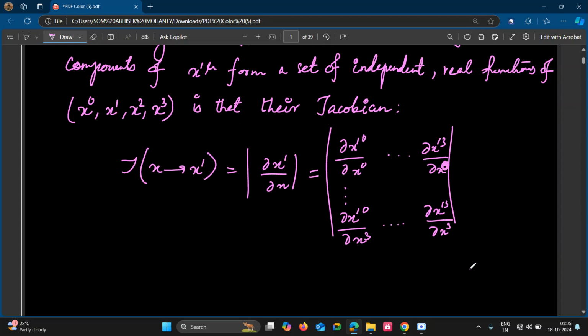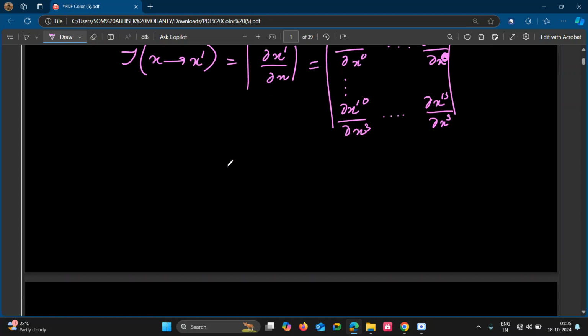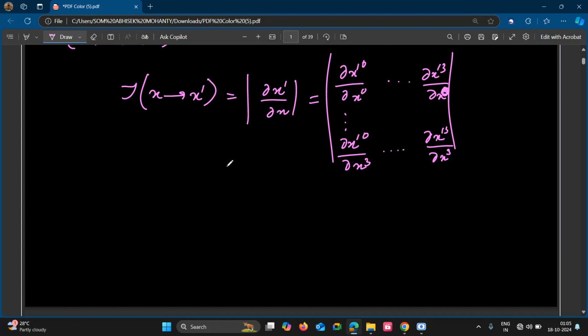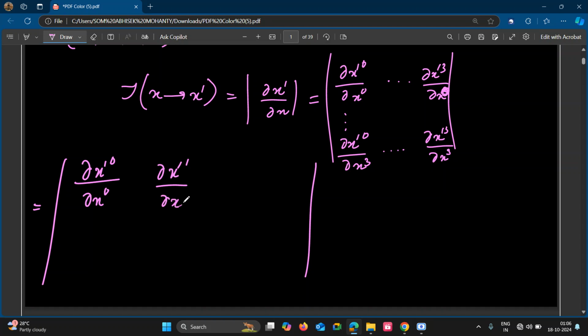So okay, if you didn't understand, let me write this Jacobian del x dash by del x in expanded form. It will be something like, first, del x dash 0 divided by del x 0. So everything in this row has denominator 0. Okay, del x dash 1 divided by del x 0, del x dash 2 divided by del x 0, and del x dash 3 divided by del x 0.